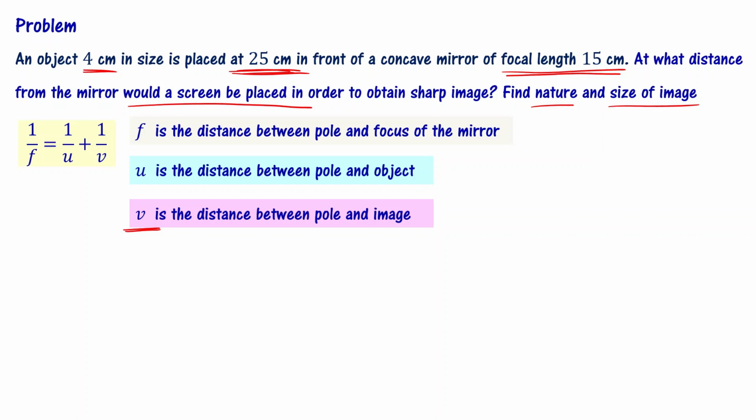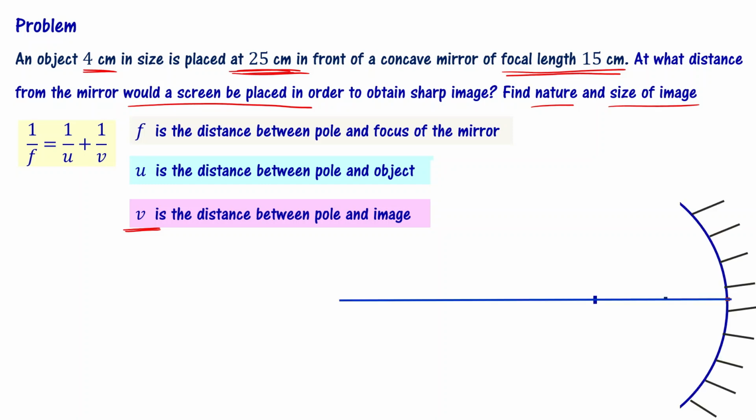What is the value of v? That is what we have to find. I have a concave mirror, right? This is the pole, this is the focus, and this is the center of curvature, right? The focal length is given as 15 centimeters, right? Focal length is the distance between P and F, right?